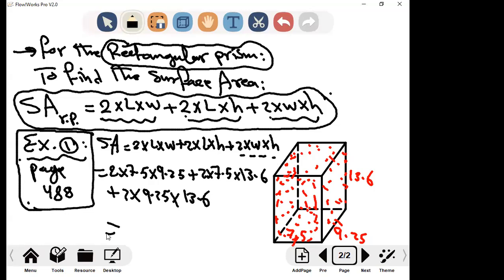The answer will be 594.35. What's the unit? Inches squared. Why? It is area, right? It is the sum of areas. So the unit of area should always be squared. Got it? Do you understand it?